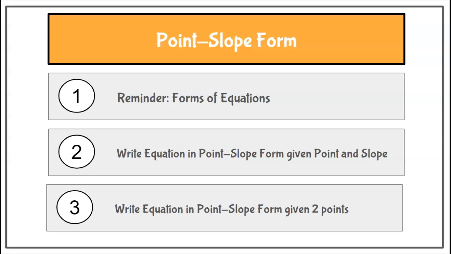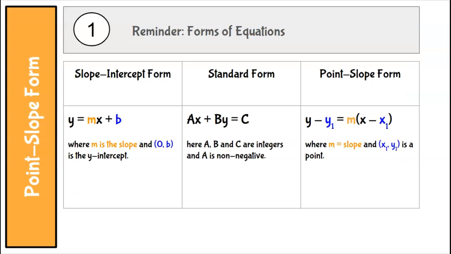In this lesson, we're going to go in depth into point slope form. I'm going to give you a quick reminder of our different forms of equations, and then we're going to talk about how to write an equation in point slope form given a point and a slope and given 2 points.